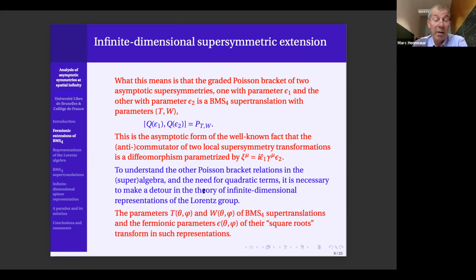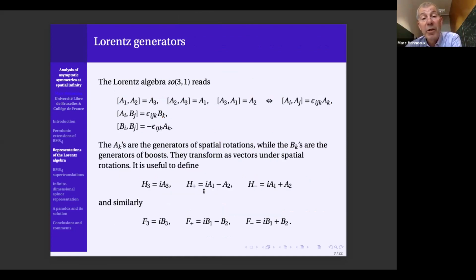Okay, the reason in our present case that I need that is that the parameters T, W parameterizing super translations, which are functions on the two sphere, and the fermionic parameters, which are the square root of the super translations, are functions on the two sphere. So we need really infinite dimensional representations of the Lorentz algebra, which, okay, now the representations of the Lorentz algebra, all of them, not just the finite dimensional one, have been studied by Harish-Chandra and Neymark and Gelfand and Neymark.